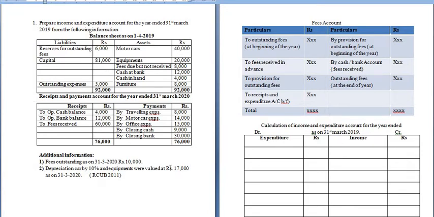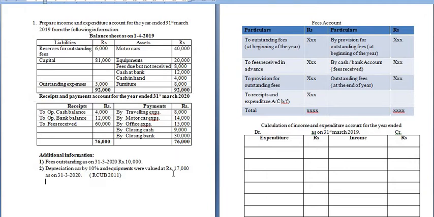But equipments were valued at 17,000 on 31st March 2020. It means at the end of the year, the equipments are valued at 17,000. What is the beginning? The equipments at the beginning is 20,000. It means when you opened the shop, at the beginning 1/4/2019 we had 20,000, but at the end on 31/3/2020 the value will become 17,000. So what is the difference? 3,000.